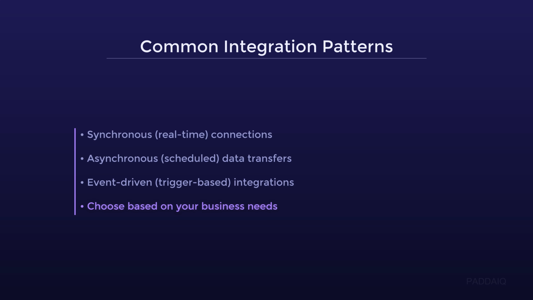Choose based on your business needs. This means selecting the integration method that best solves your specific problem, not just using a generic approach. For instance, if you need real-time inventory updates, you'd use synchronous APIs instead of batch processing. Aligning your choice with actual requirements ensures efficiency and effectiveness.